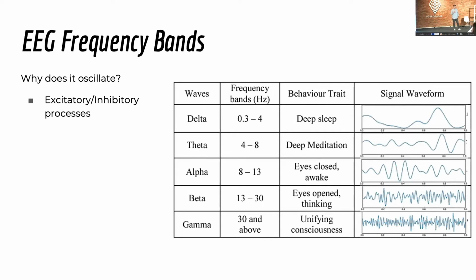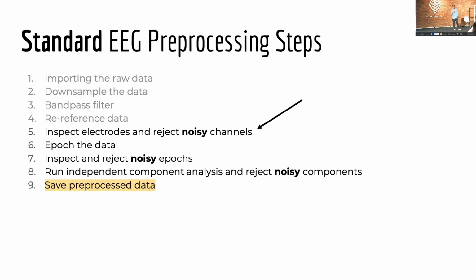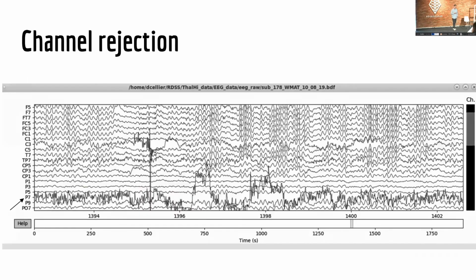So we talked about the first 4 steps. Now it's probably getting more and more interesting. So how do you inspect electrodes and reject noisy channels? After you've done some filtering, you might get some data that looks like this. And you see the channel P7, but it's not the only channel that is very noisy. You see that there is a very high oscillation that goes far beyond its own line. You see that it's a very noisy channel.